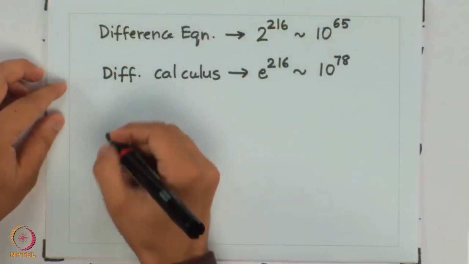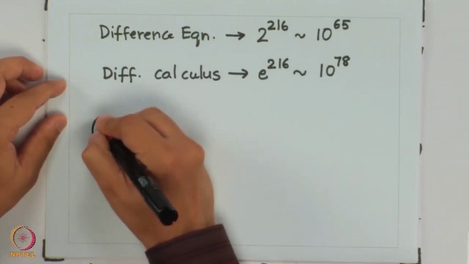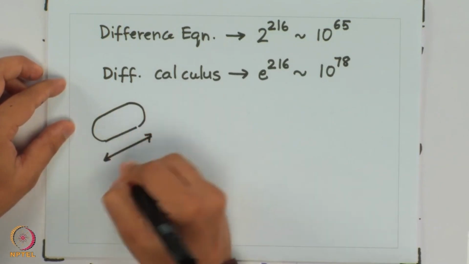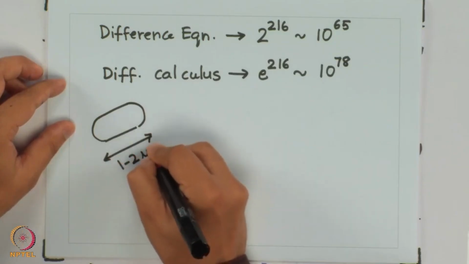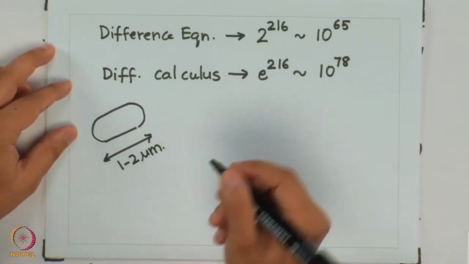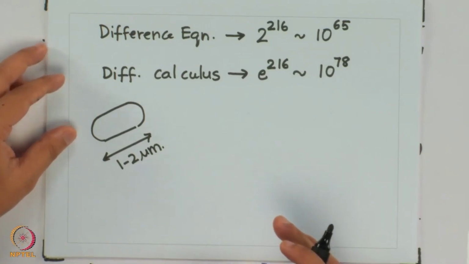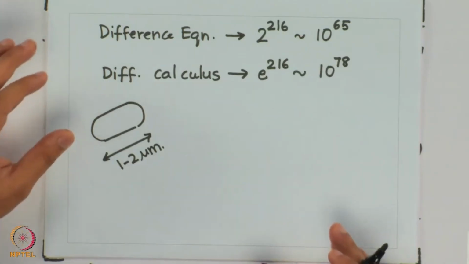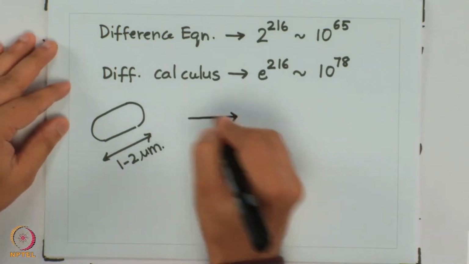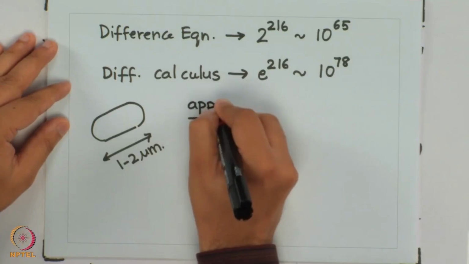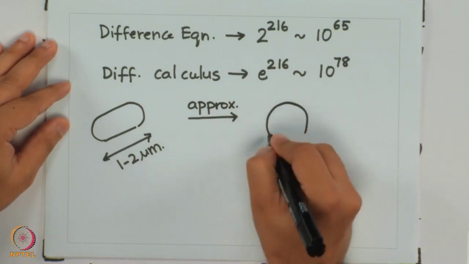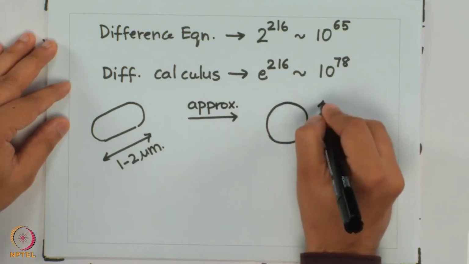Typically, E. coli is a rod shaped bacteria with typical dimensions of about 1 to 2 micrometers. Now to approximate this, and this is important because we are really only interested in order of magnitude, very crude approximations of the weight of bacteria, we are going to approximate this E. coli cell as a sphere, and we are going to take the diameter of that sphere as 1 micrometer.